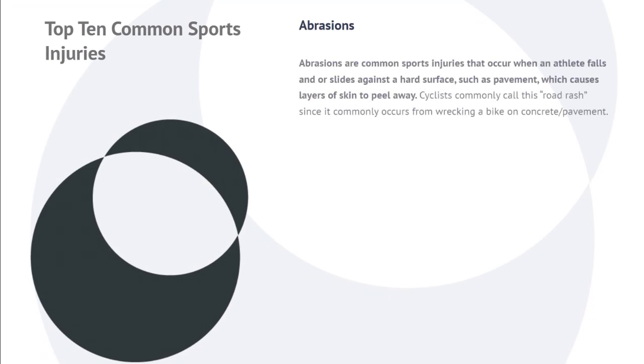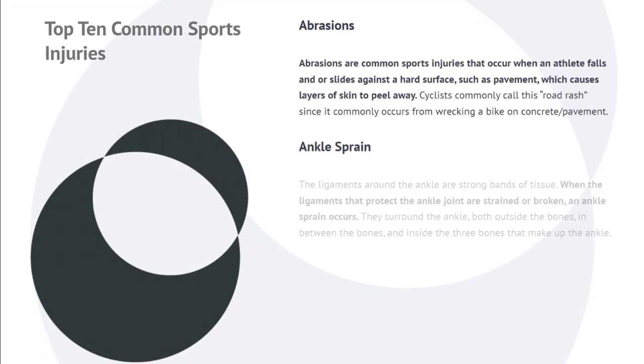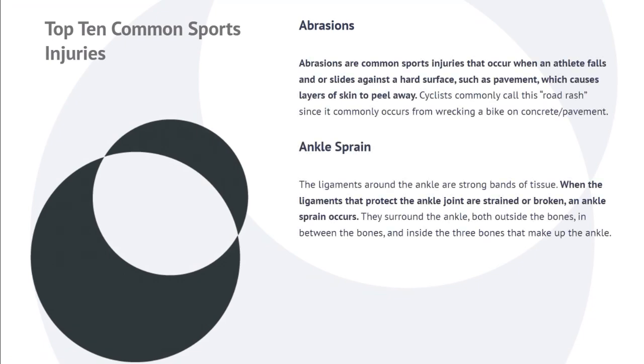Top 10 common sports injuries. Abrasions. Abrasions are common sports injuries that occur when an athlete falls and/or slides against a hard surface, such as pavement, which causes layers of skin to peel away. Cyclists commonly call this road rash since it commonly occurs from wrecking a bike on concrete or pavement.